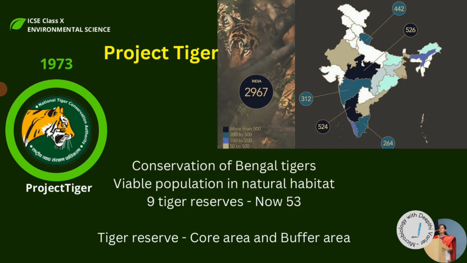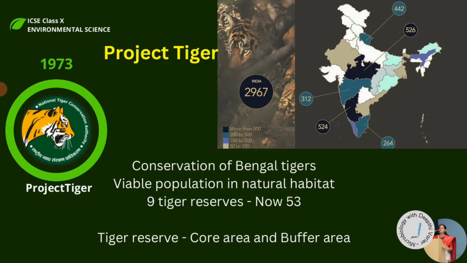So that is when this Project Tiger was launched, to ensure that there is a viable population of Bengal tigers in their natural habitats. They are able to live in their natural habitat. You protect them from extinction, check illegal poaching, make sure they are not being hunted illegally. You provide the habitat for them. This was the main aim or objective of Project Tiger. And when we introduced it, there were only 9 tiger reserves in our country. Now we have 53 tiger reserves.